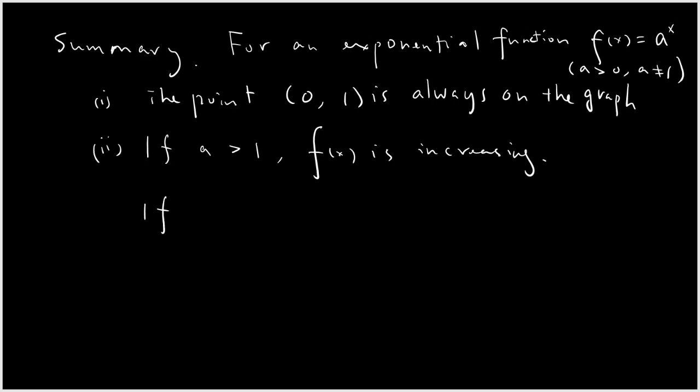If the base is in between 0 and 1, the base is positive anyway, right? 1 cannot be a base. There are only two cases for the base, either greater than 1 or between 0 and 1. There are only two cases. The function is decreasing.